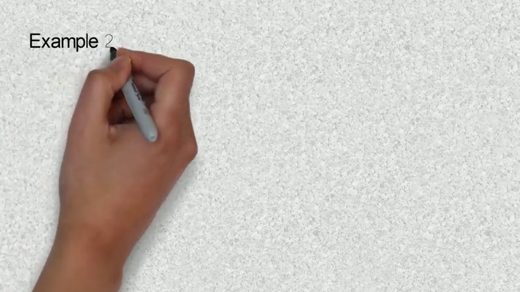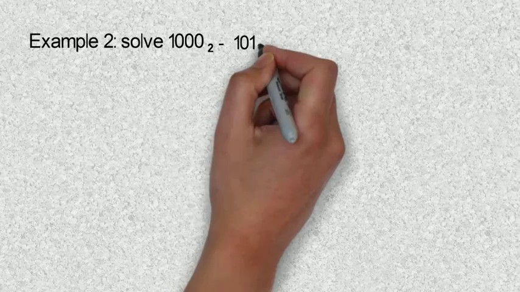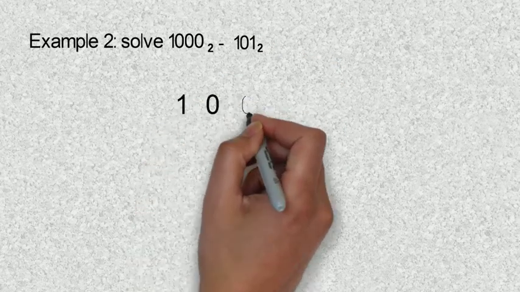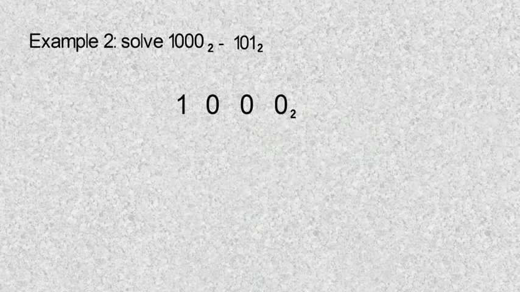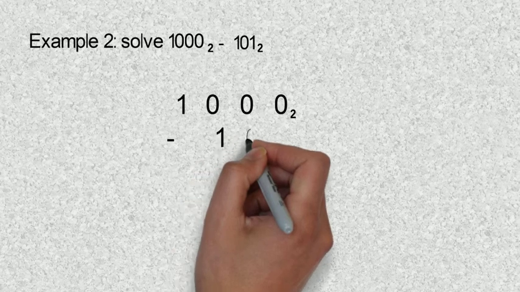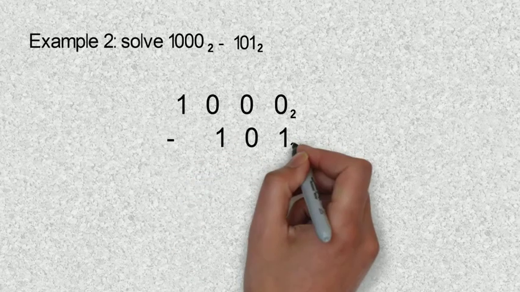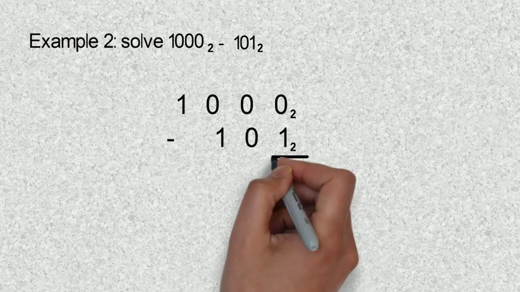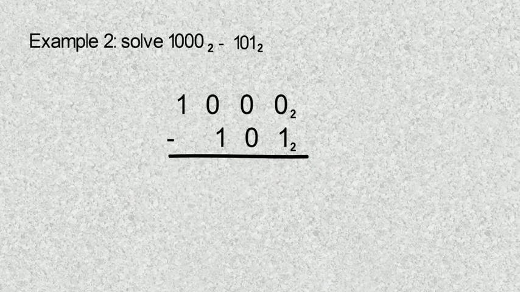Example 2 says, solve 1000 base 2 minus 101 base 2. So we do our arrangement accordingly. We have 1000. Then the second number we have, minus 101. So how do we do this? First, we start from the right hand side. Here we have 0 minus 1. Can you see we are now subtracting a higher number from a smaller number? 0 minus 1 is not possible, so what do we do?